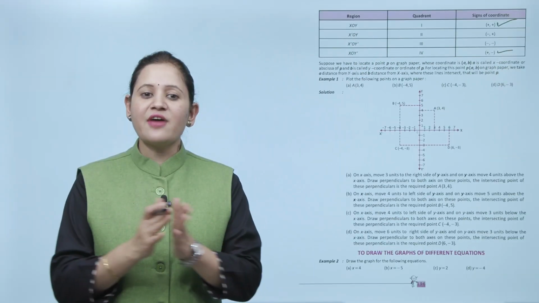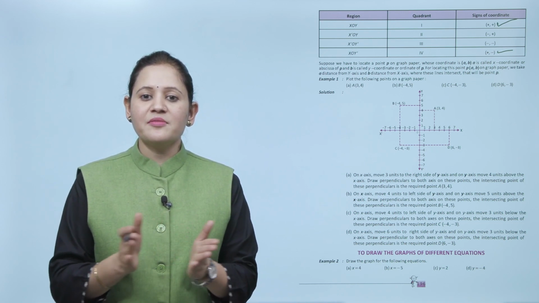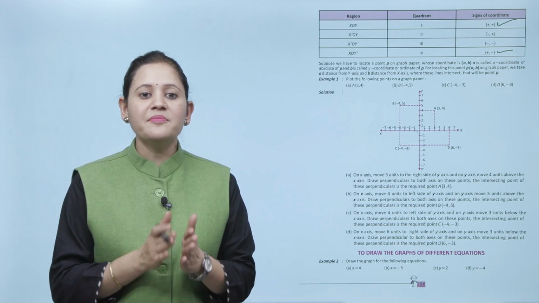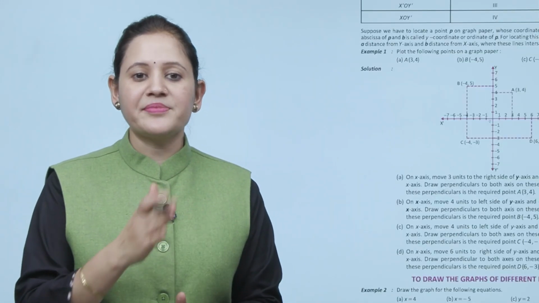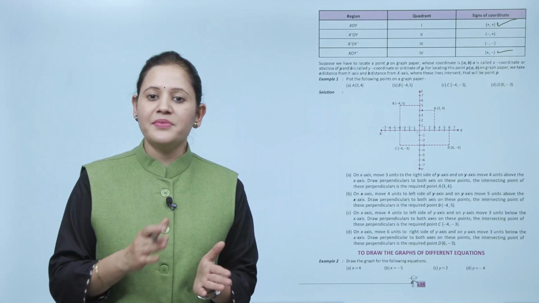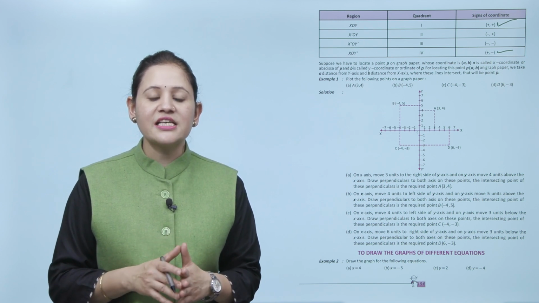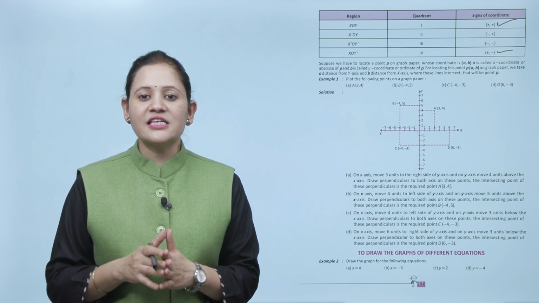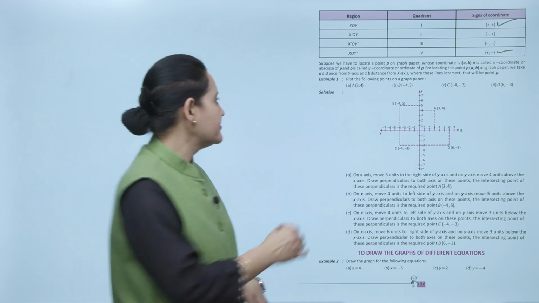Clear? Suppose we have to locate a point P on the graph paper whose coordinates are (a, b). A is called the x-coordinate or abscissa of P, and b is called the y-coordinate or ordinate of P. The x-coordinates are called abscissa and the y-coordinates are called ordinates. For locating the point P(a, b) on graph paper, we take a distance a from the y-axis and b distance from the x-axis. Where these lines intersect will be the point P. Now we'll take an example.